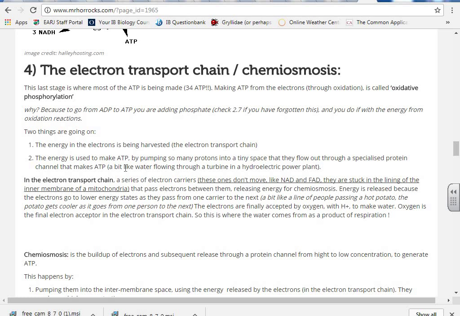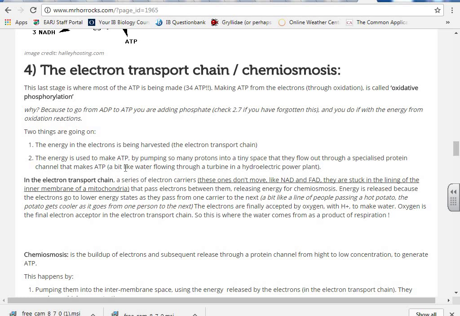So, is it associated with the phospholipid? Just speak up so they can hear you. Go on. Is it associated with the phospholipid bilayer? It is a phospholipid bilayer, but it's not the phospholipid bilayer that drives chemiosmosis. It's not. It's actually a protein channel.